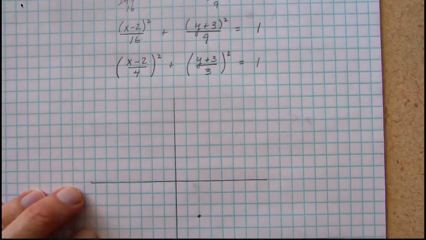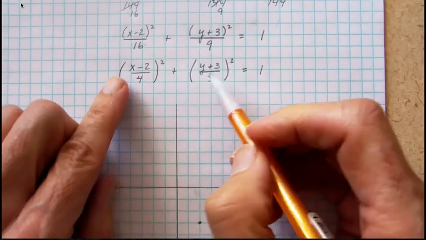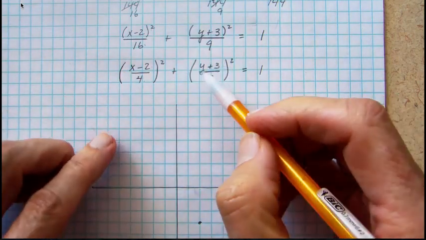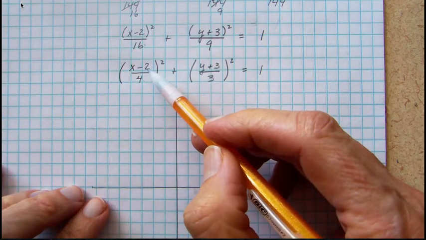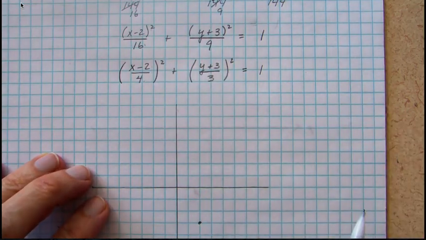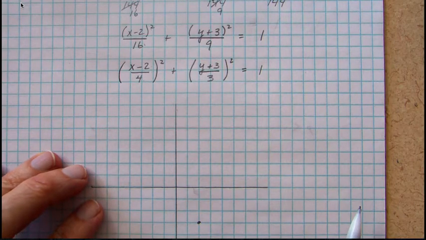That'll be our center point. And whether you think about that as transformations of right 2 and down 3, or you simply say the center is going to be the opposite of each one, 2, -3, that works out just fine.